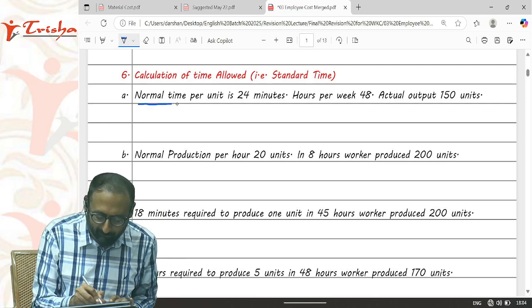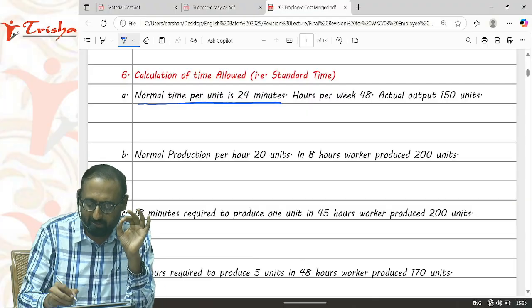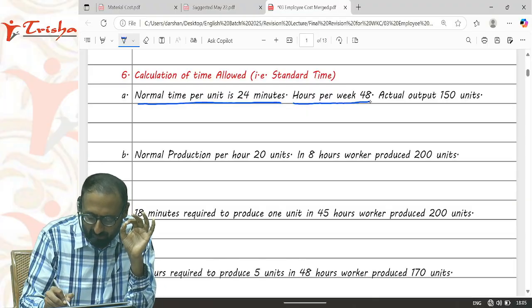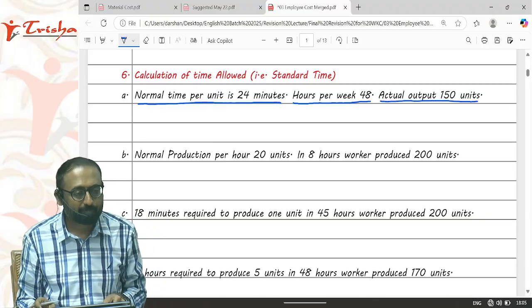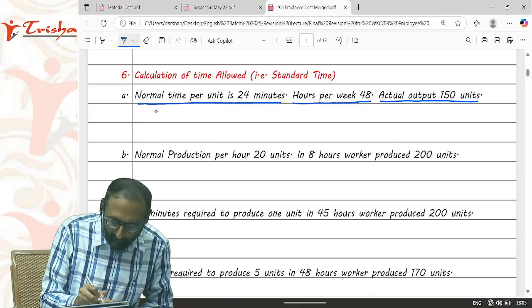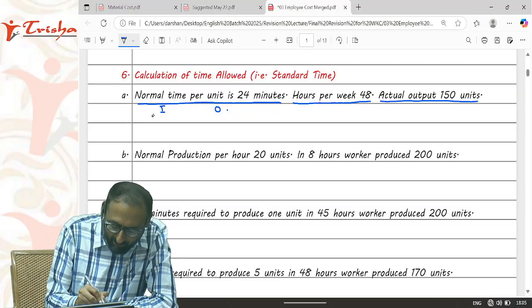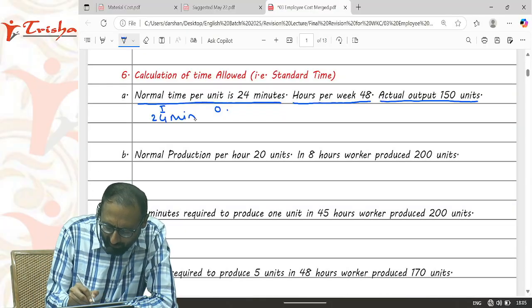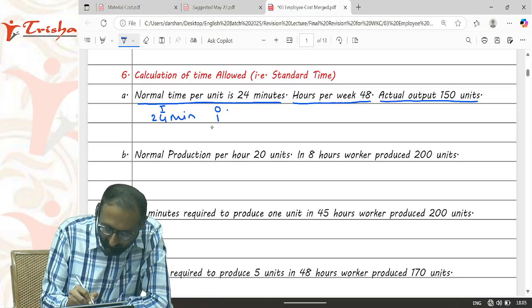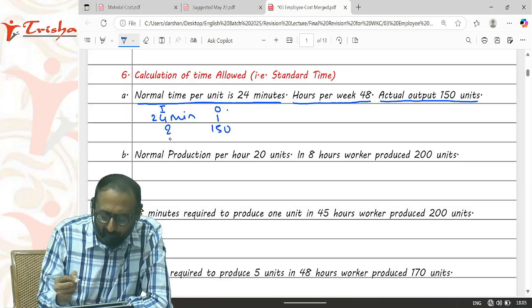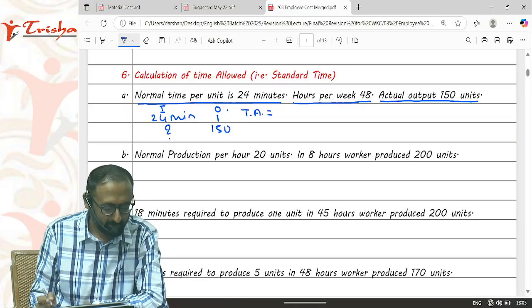The normal time per unit is 24 minutes. To produce one unit, 24 minutes is required. Hours per week is 48 and actual output is 150 units. Now, let's check guys, what is your input and what is your output. Input given in the question is 24 minutes and output is 1 unit. Actual output given in the question is 150 units, so you have to calculate how much will be the time allowed or standard time.